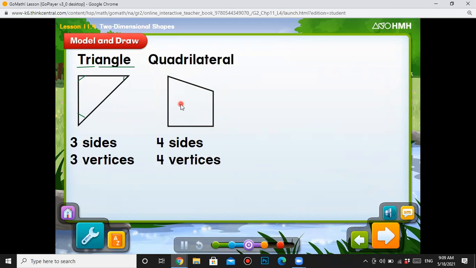This shape is a quadrilateral. Any 4-sided shape is called a quadrilateral. All quadrilaterals have 4 sides and 4 vertices. Rectangles and squares are special quadrilaterals. Now it's your turn. Count the sides and vertices on this shape. Click to count each side. Okay, hold on.